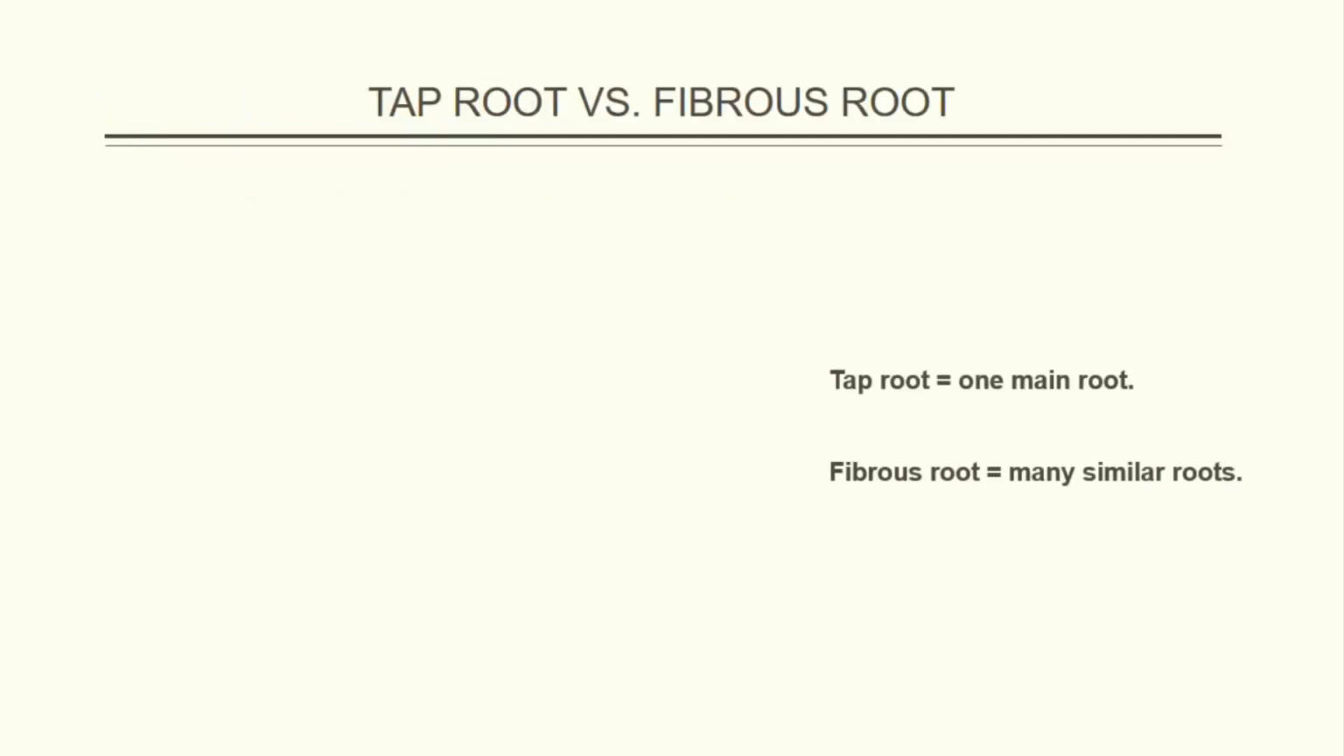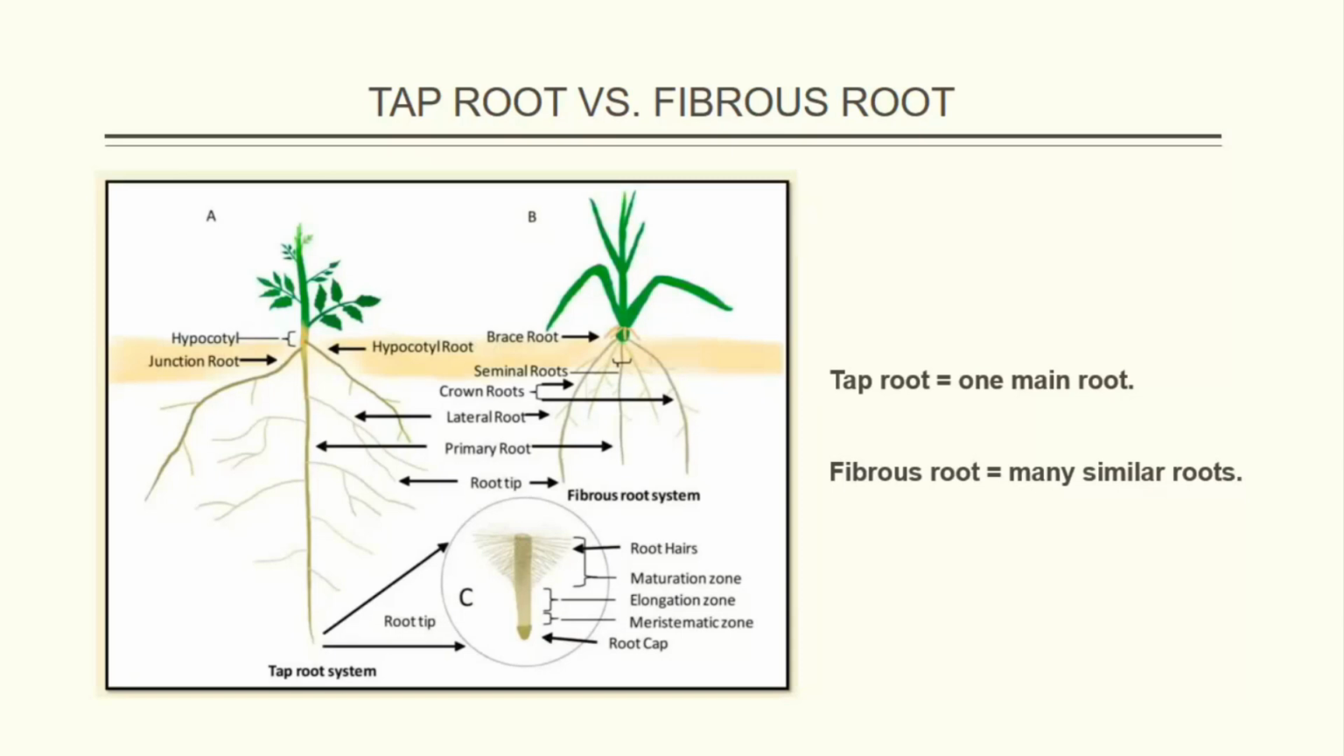So what you need to remember is that taproot means one main root. Taproot always refers to a root that has one main root, but fibrous roots refers to roots that have many similar roots. You can look at the example there, where you can see in the diagram A is a taproot, and B is a fibrous root. And you can see the different parts have been labeled.